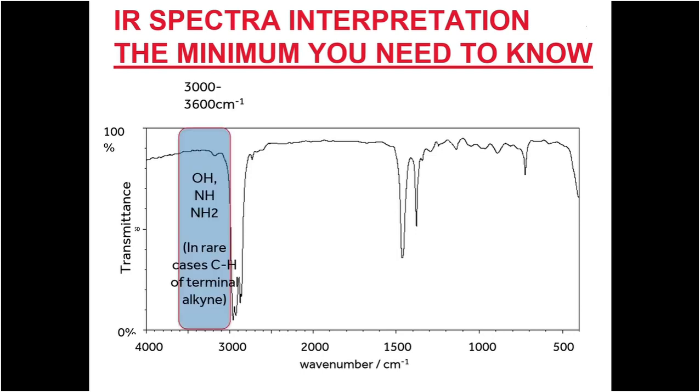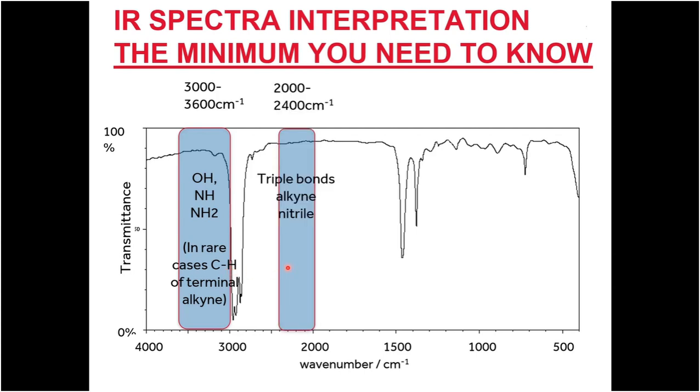Now, first of all, we have the region to the left of the spectrum. So this is the region between 3000 and 3600 wave numbers. Now, in this region, you will find groups such as the OH group, NH, NH2, and in rare cases, you'll have a CH group of a terminal alkyne, and we'll be looking at that in more detail in the next section.